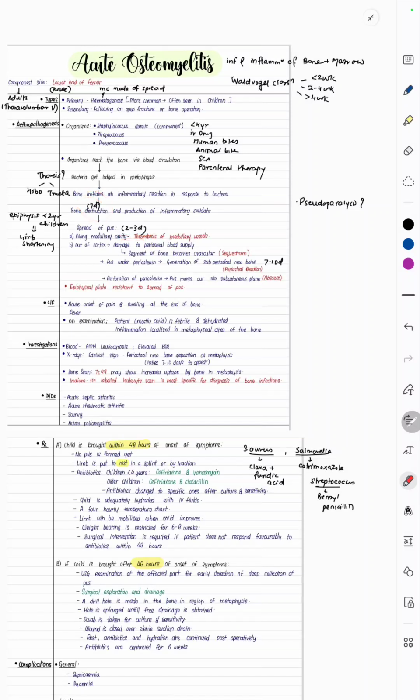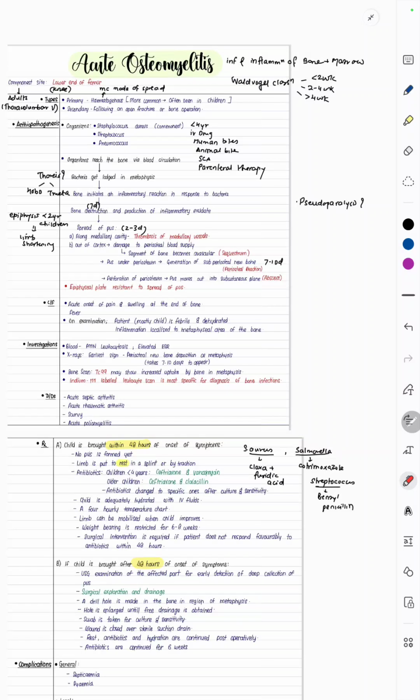Pus formation happens in 2 to 3 days. Now, this spread of pus is present along the medullary cavity, leading to thrombosis of medullary vessels. Out of the cortex, it's going to lead to dead bone and destruction of the bone, that is called the sequestrum, and a new bone formation, that is subperiosteal reaction, that will be seen at around 7 to 10 days on X-ray. Now, it can also affect the epiphysis in children less than 2 years, because the growth plate is not formed properly, and because of which limb shortening can be present.